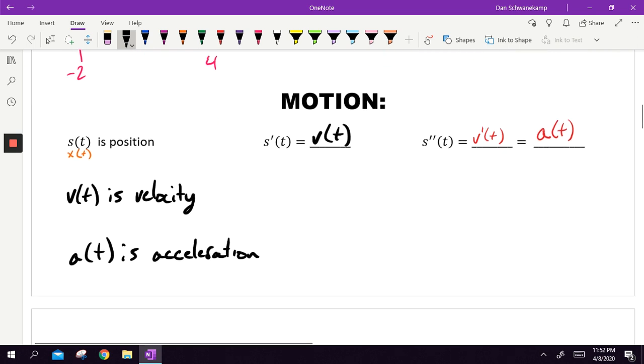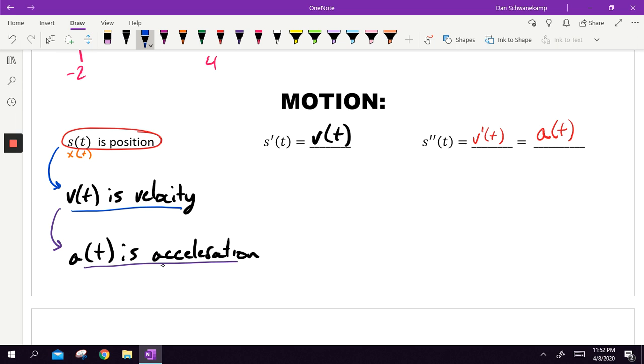This creates a little order here that's going to be very important. We always start off with position, where something is. If we take the change in position, the change of position is the velocity. That's the derivative. If we then took the change in velocity, took the derivative of velocity, that's going to tell me acceleration. That's a really important key here.